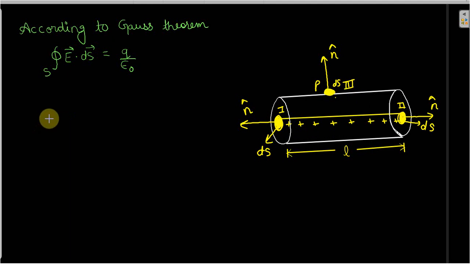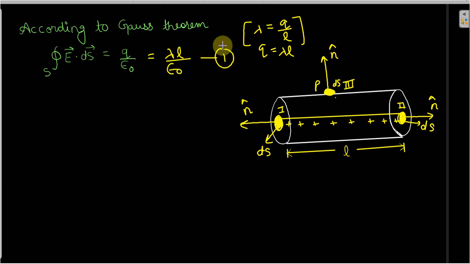So we'll use Gauss law here, and according to Gauss law this is our relation, and we know Q is the charge on this uniformly charged infinitely long wire. Lambda is the linear charge density, and that is equal to Q by L. So from this relation we can write Q is equal to lambda L. So the flux is equal to lambda L by epsilon naught. This is our equation number 1.